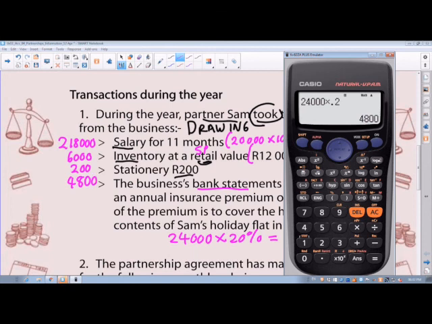So if we add these amounts up, we should get the total drawings that Sam's taken out of the business for the year. So let's add. So 4,800 plus 200 plus 6,000 plus 218,000. And that gives us a total of 229,000. And this is obviously his total drawings for the year.